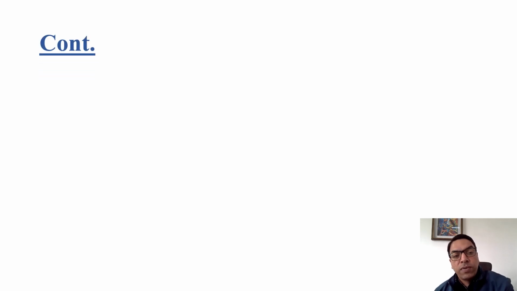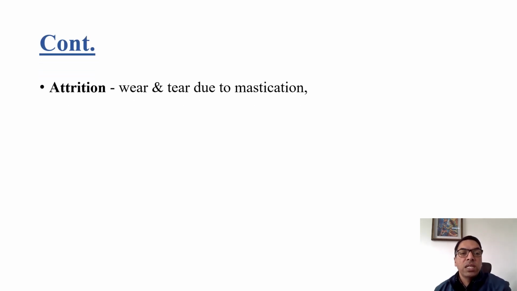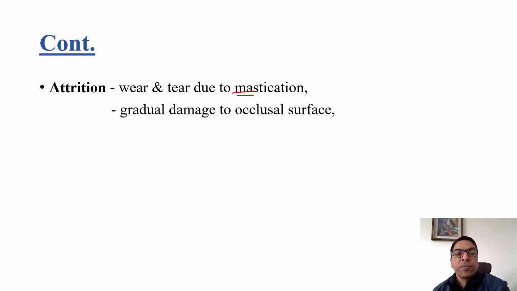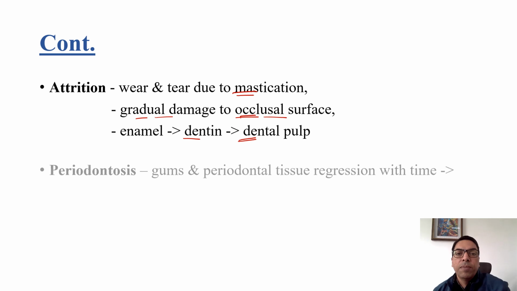discussing each factor. The attrition. What is attrition? It is called the wear and tear of the tissue of the teeth due to mastication. There is gradual damage to the occlusal surface, the upper surface of the teeth, by use of the teeth. It starts from the enamel, goes to dentin, and then to the dental pulp. We'll see this in the diagram.